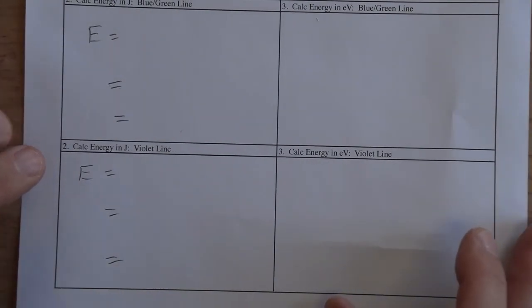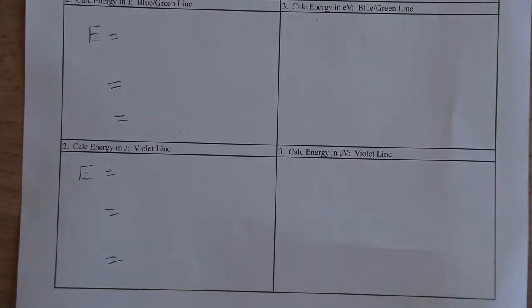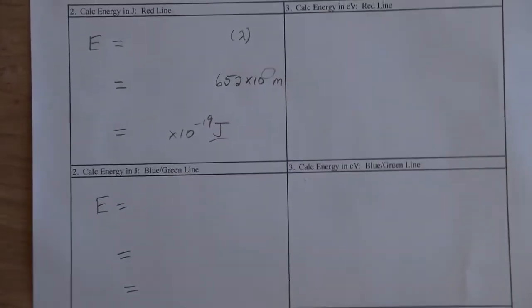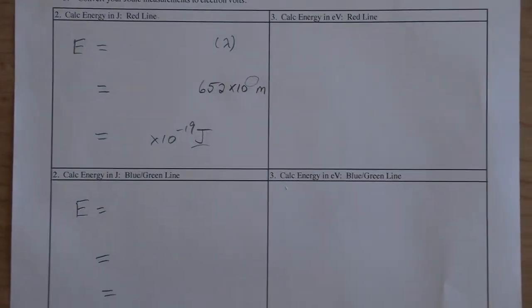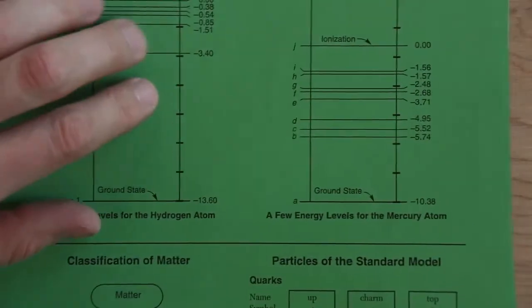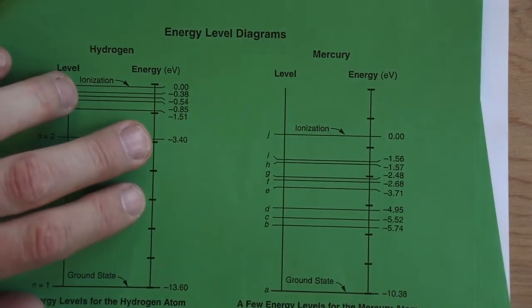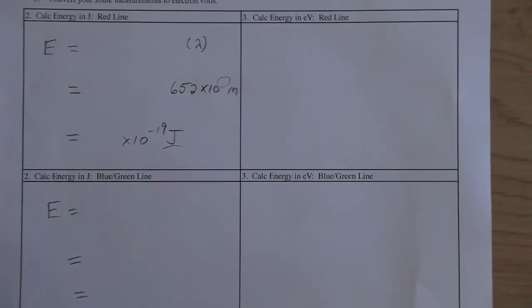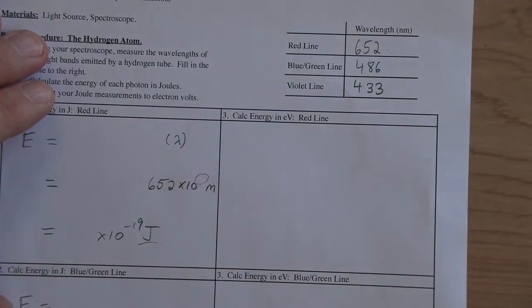Okay, so the problem with these numbers is that the hydrogen energy level diagram in our reference table does not have the energies in joules. All these energies are in electron volts. So what we're going to have to do is convert our joule values to electron volts. So that's what these spaces are over here.